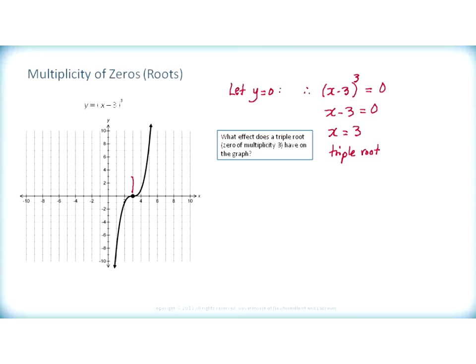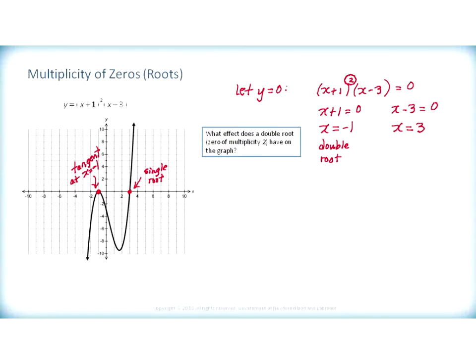When you examine the graph of the function at that triple root, notice that the graph flattens. That's the word we use to describe it. The graph flattens at that triple root, at x equals 3 in this particular case. So anytime you have a zero of multiplicity 3, the graph will flatten at that point, but it will still pass through it. In the previous case, when you have a zero of multiplicity 2, the graph will be tangent at that point.